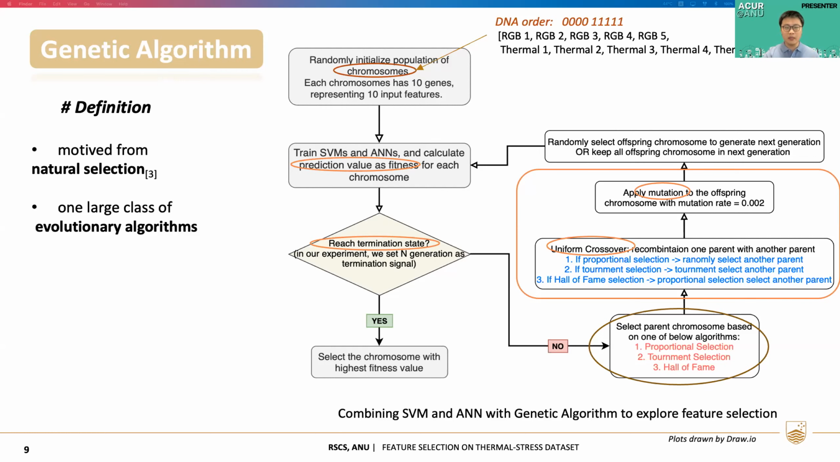Mutation means we need to randomly change some genes, for example, flip 0 to 1 or flip 1 to 0. And after several loops, we have the final stage, which has a final chromosome with the highest test accuracy, meaning the best chromosome with the best DNA we have in this scenario. So that's the whole story.